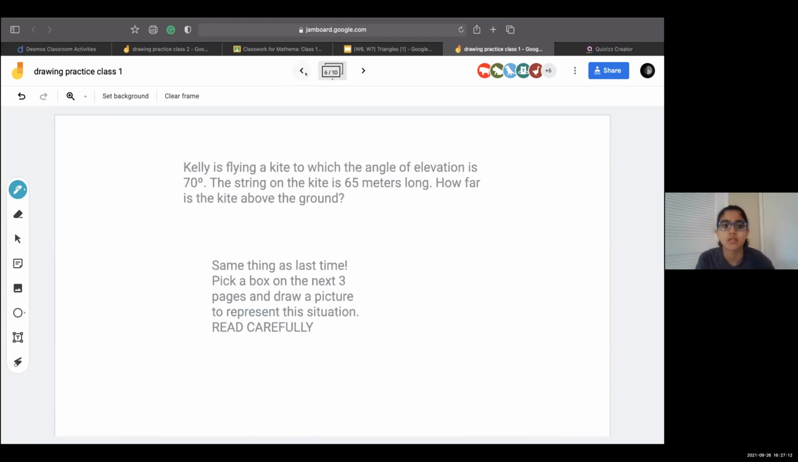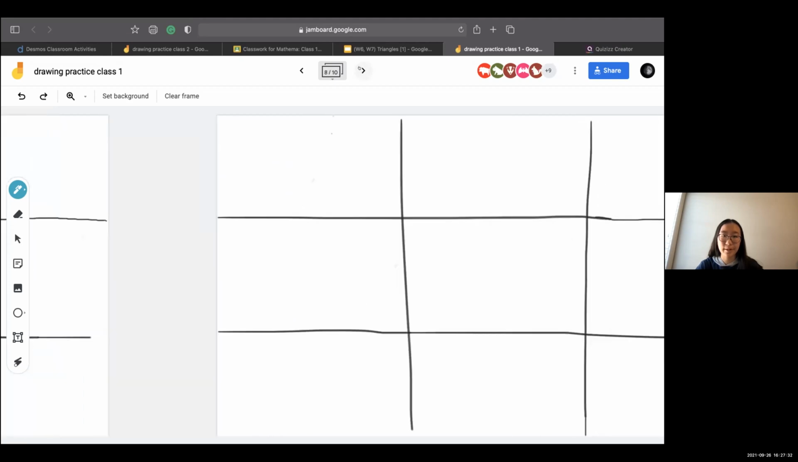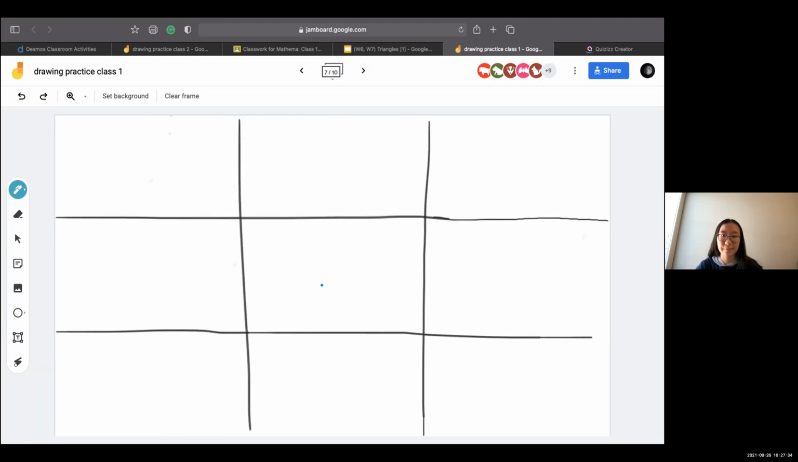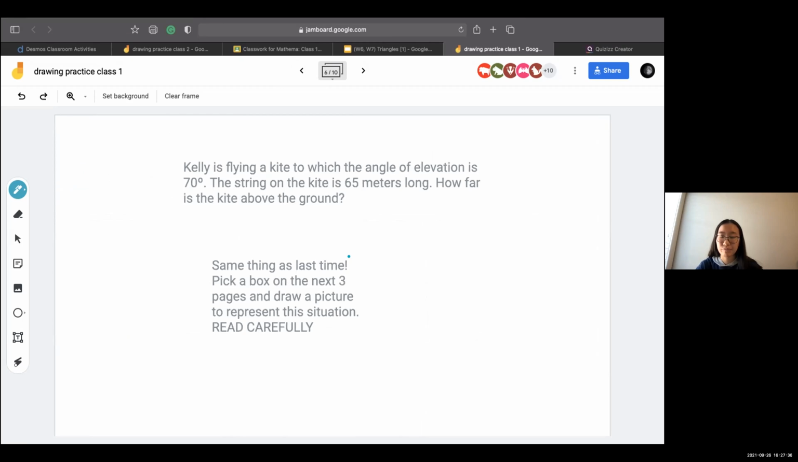So move to slide 6 in the Jamboard, where it's this one. Kelly is flying a kite to which the angle of elevation is 70 degrees, and the string on the kite is 65 meters long. You need to find how far the kite is above the ground. Okay, so same thing as last time. You can pick the boxes on slide 7 to draw a picture that represents this problem. Now make sure you know where the string of the kite is.